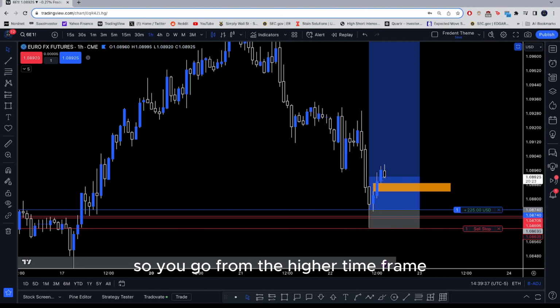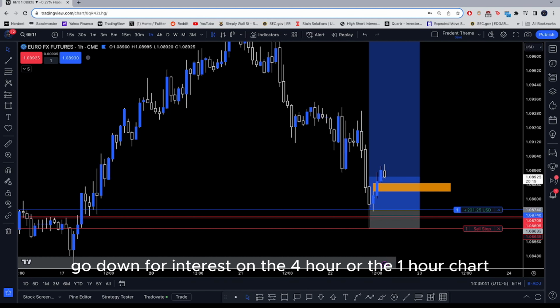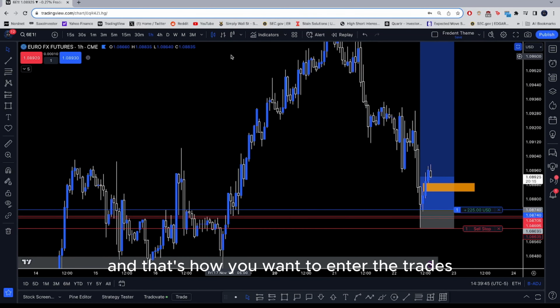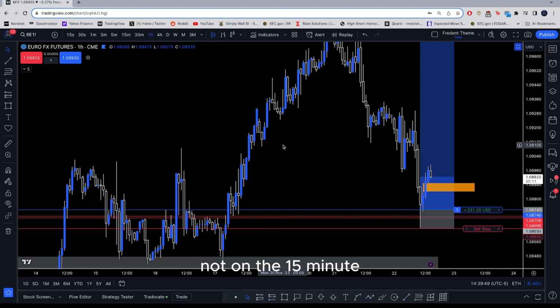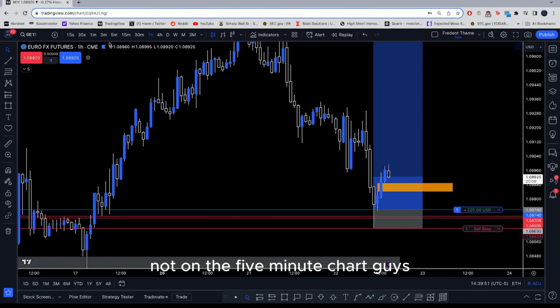So you go from the higher time frame, go down into the daily, go down for entries on the 4-hour or the 1-hour chart. You want to look for entries, and that's how you want to enter the trades. Not on the 15-minute, not on the 5-minute chart, guys. You want to look at the higher time frame to enter. And then, well, how do I find my target?